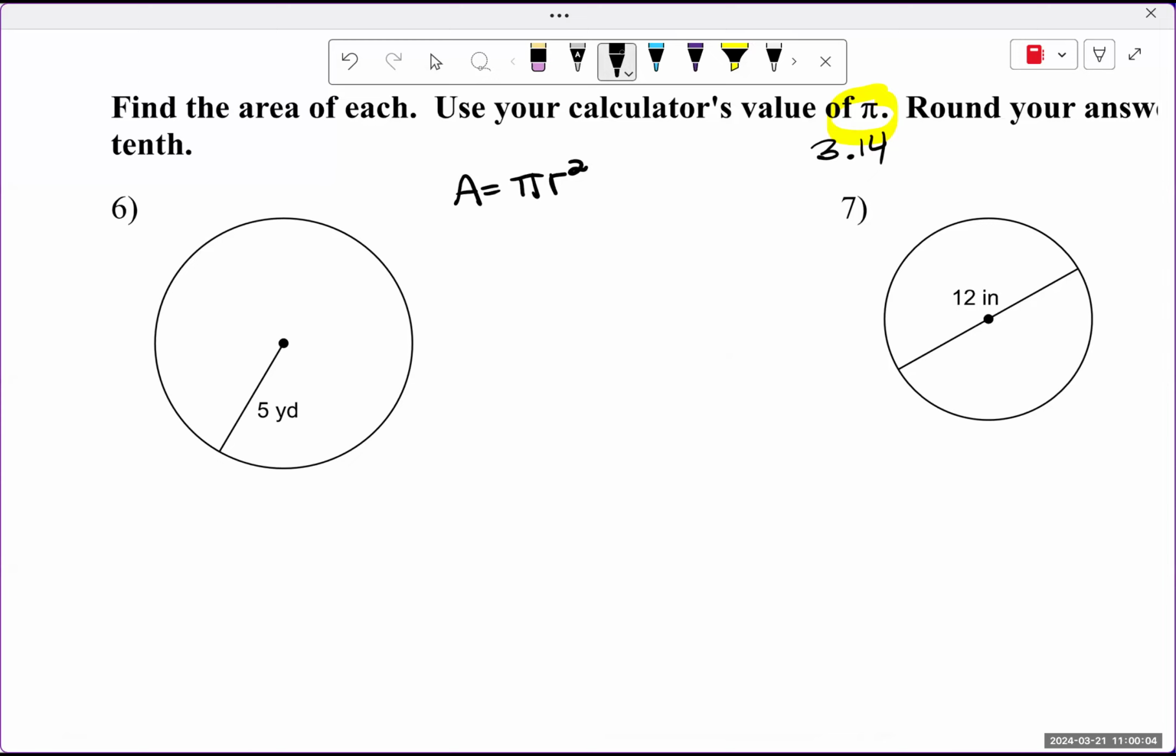Now, this is the last class where you will be plugging in for pi. Starting advanced algebra, if you take advanced algebra, you're going to leave it in terms of pi. So we're going to practice a little bit in terms of pi. So what is the radius? The radius is the distance from the center to the edge. So the radius is 5.